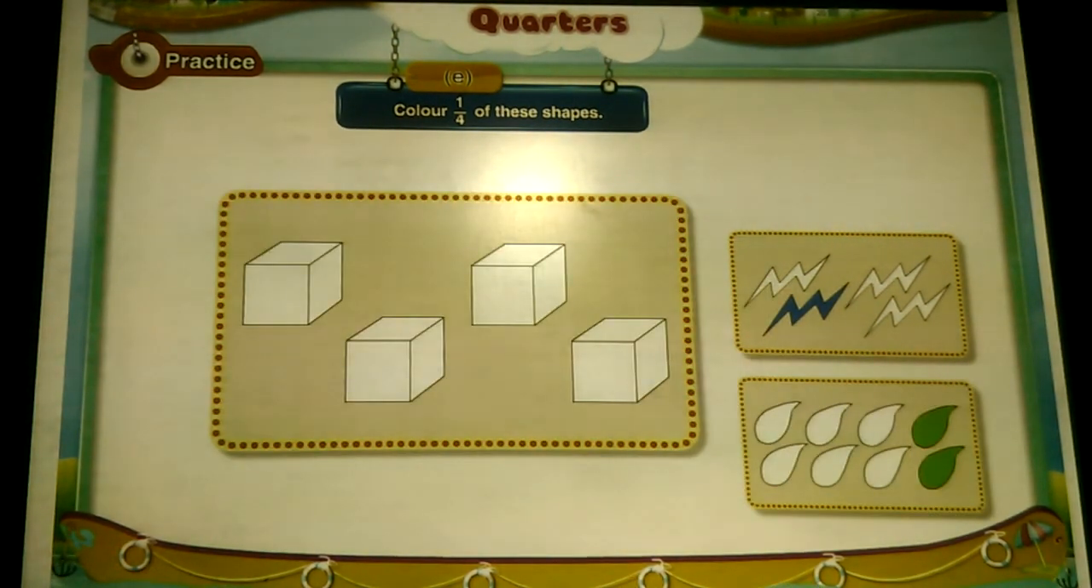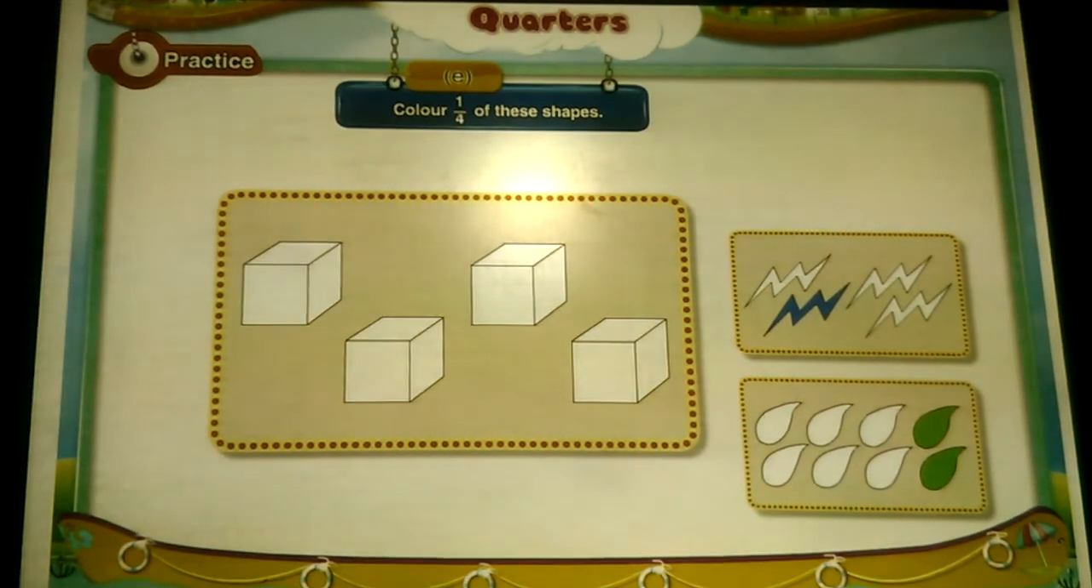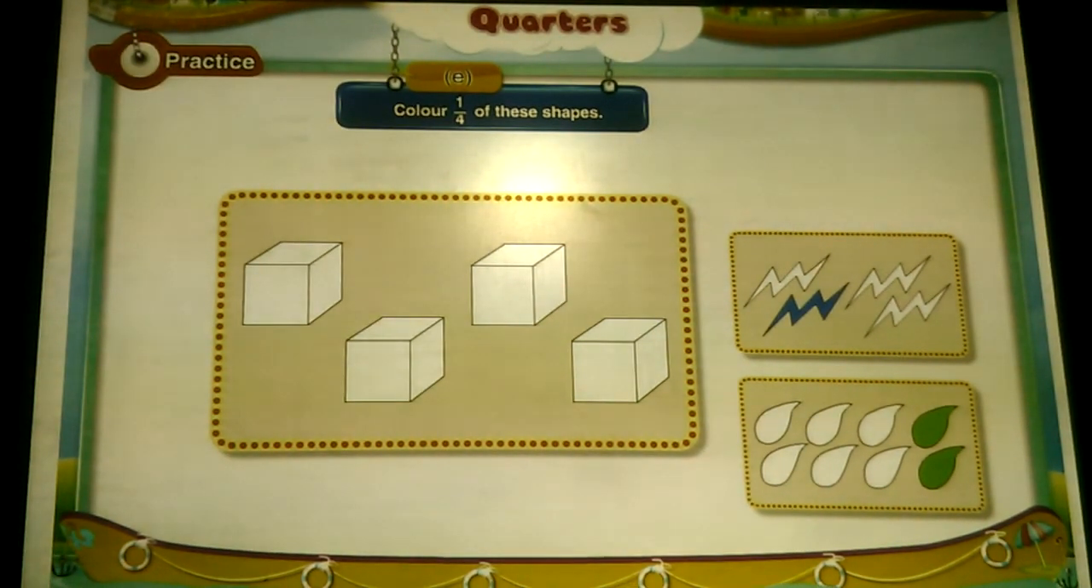3. 1/4 part means 1 out of 4 parts. So, out of given 4 boxes, color 1 box.